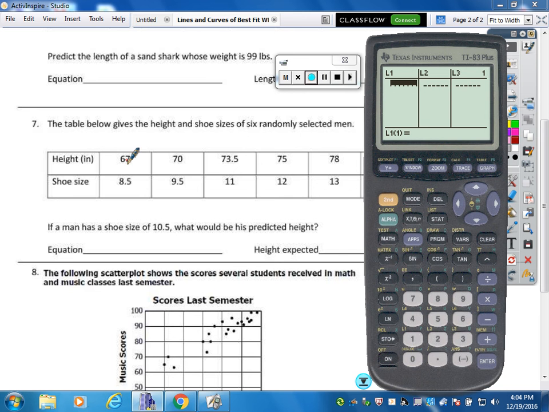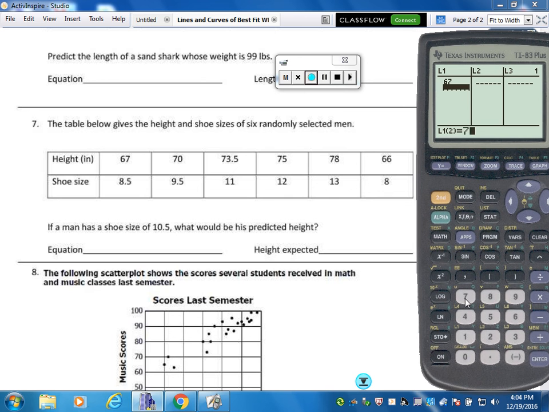And then here we go, 67, 70, 73.5, 75, 78, and 66. All right, let's try the next one. 8.5, 9.5, 11, 12, 13, and 8. All right, so we've got all our data in.